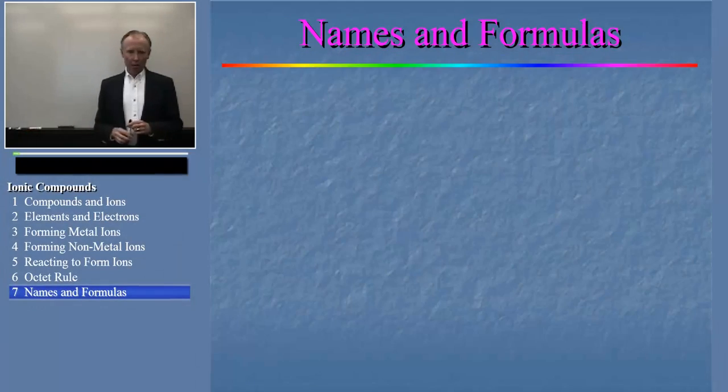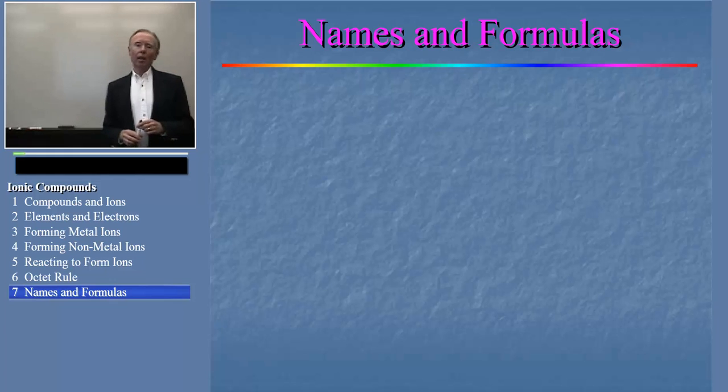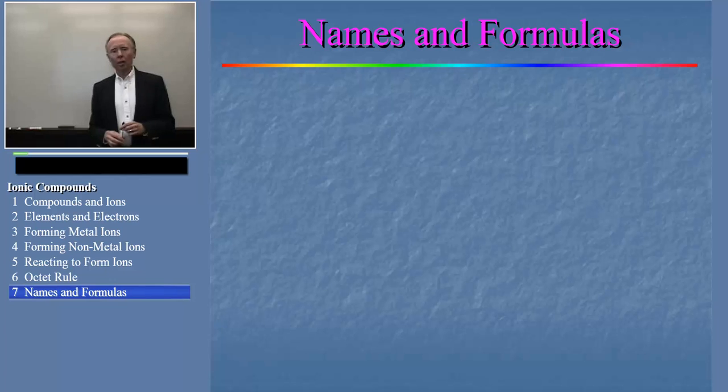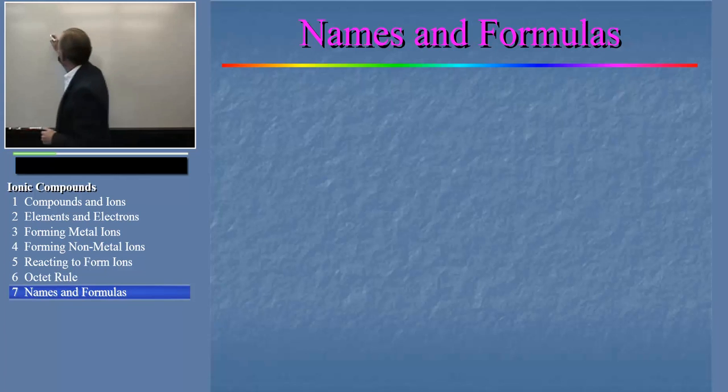As we said at the outset, compounds are formed when elements react. When an alkali metal like sodium reacts with a halogen like fluorine, the ionic compound formed consists of a cation and an anion. We give such an ionic compound a name as well as a formula. The name is constituted in the following way. We write first the name of the element that provides the cation. That's sodium.